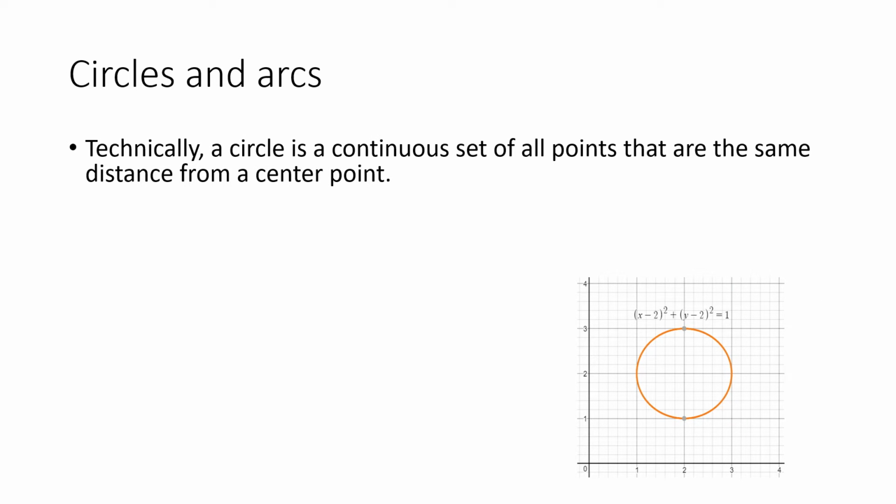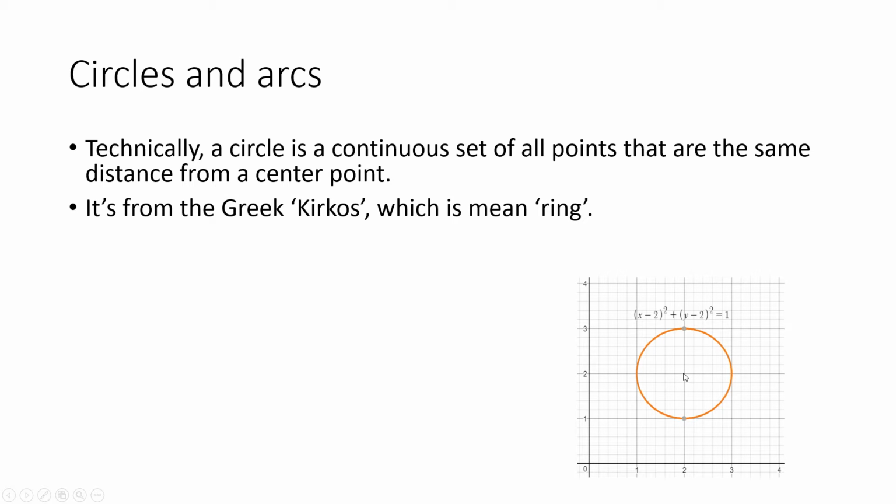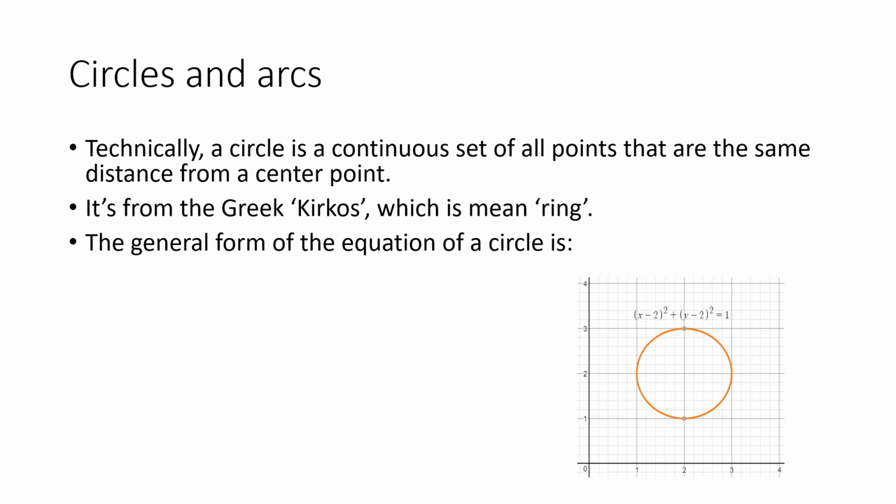Okay, next up, circles and arcs. Technically, a circle is a continuous set of all points. So it's an infinite set of points along the edge or the outside of the circle. And they're all equally distant from some kind of center point. Circle comes from the Greek kirkos, sorry for the pronunciation again, which means ring. The general form of the equation of a circle is x minus a all squared plus y minus b all squared is equal to r squared.